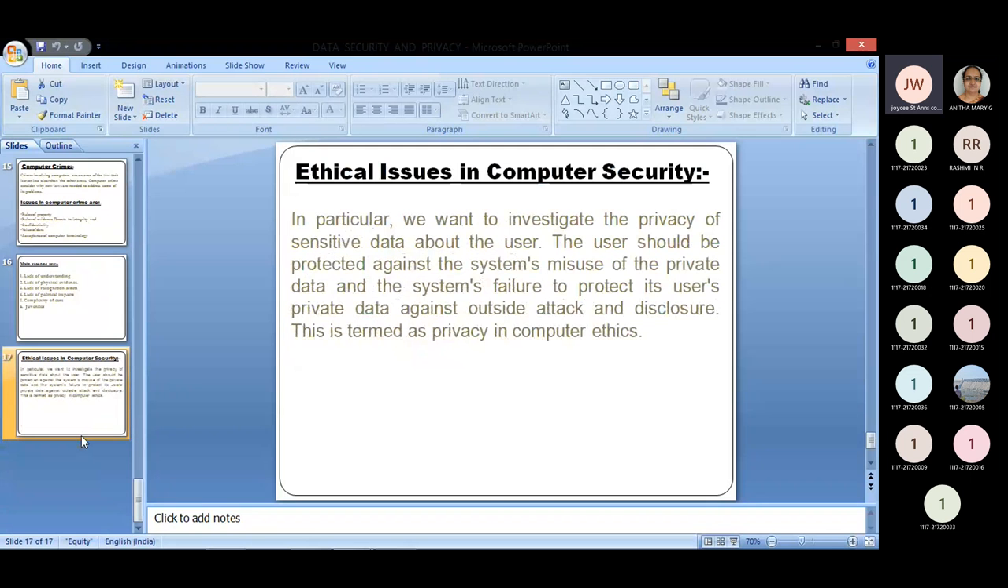Ethical issues: what are the ethical issues we are facing nowadays? Ethical issues in cyber security. We are harming privacy, and we are harming the privacy or the sensitivity of the data about the user, and the user should be protected against the system.